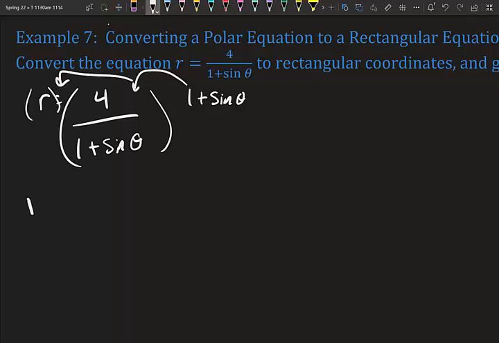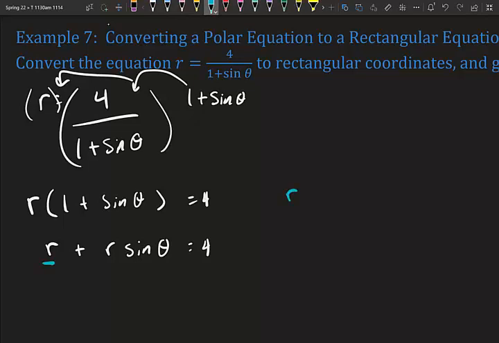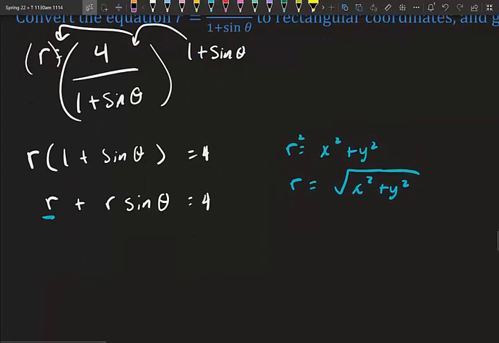And when we do, we get r times 1 plus sine theta equals 4. We distribute the r, we get r plus r sine theta equals 4. We know r squared stands for x squared plus y squared. But we don't have r squared, we just have r. So r is the square root of x squared plus y squared. So let's switch that out, because we need x's and y's. That's our goal, is to get a rectangular coordinate, which is x's and y's.